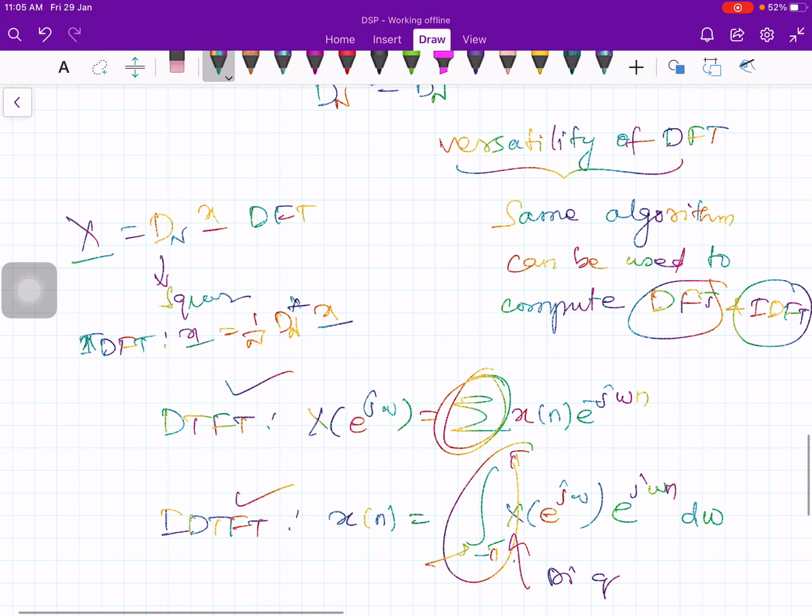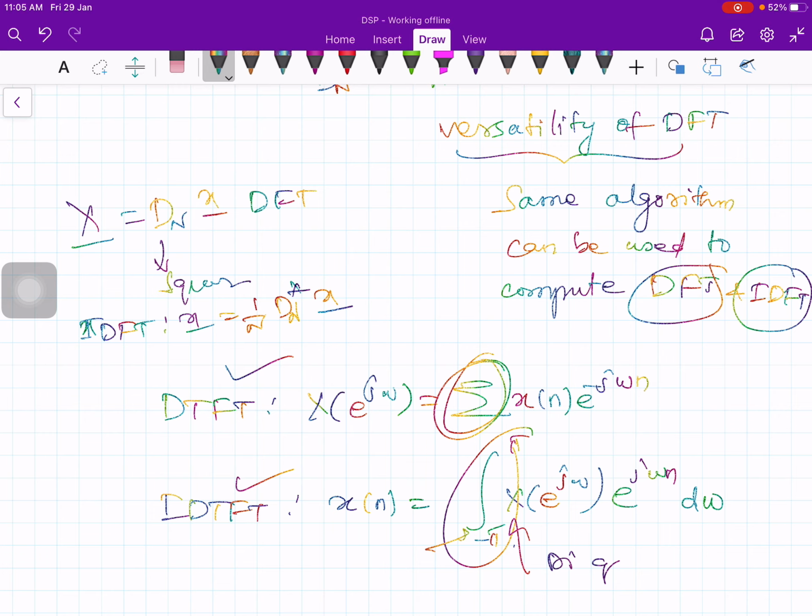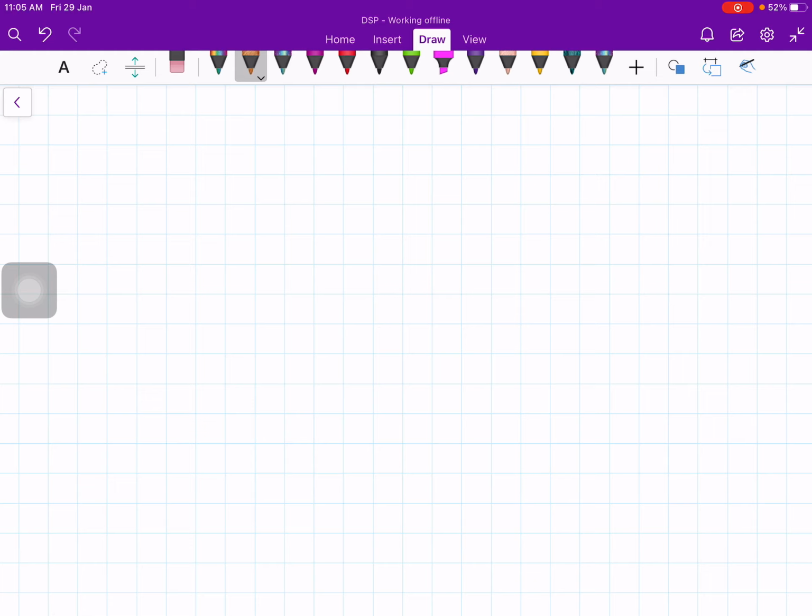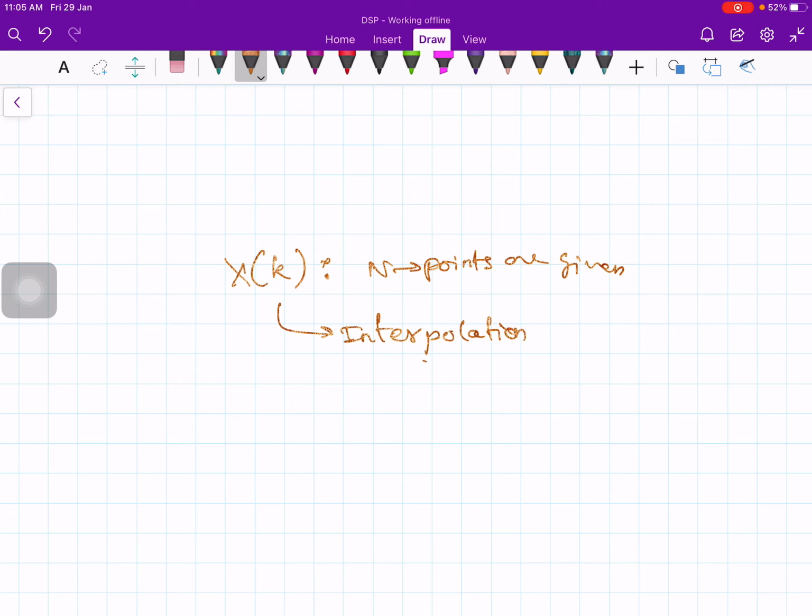One point that I wish to emphasize here is that for capital X of k, if N number of points are given and you want a denser representation, I mean you want in-between samples, you can do it by a process called interpolation. You do interpolation and you can get the points in between 0 to N minus 1.